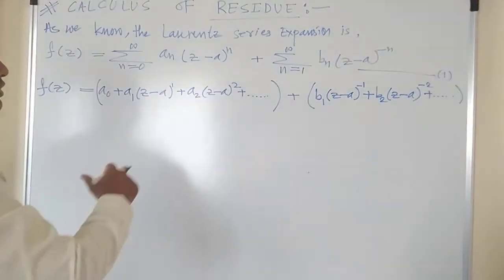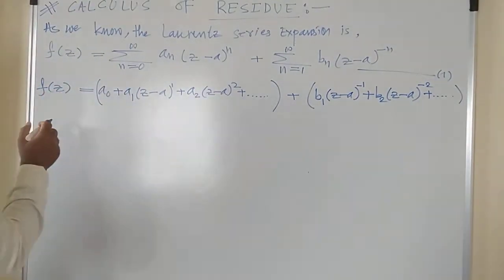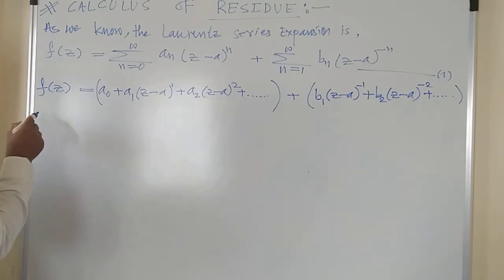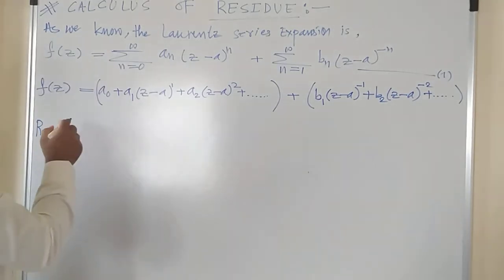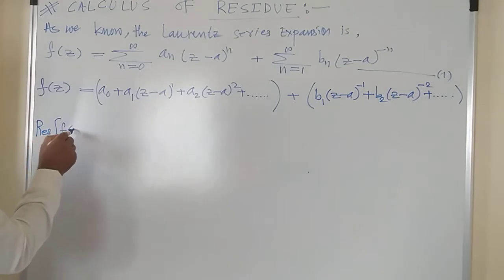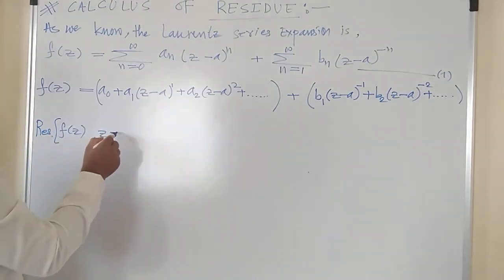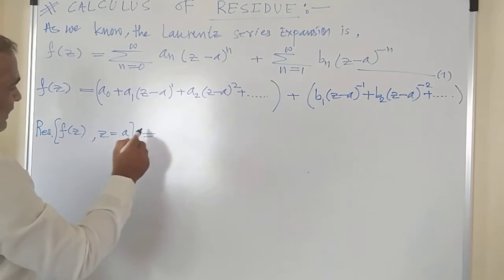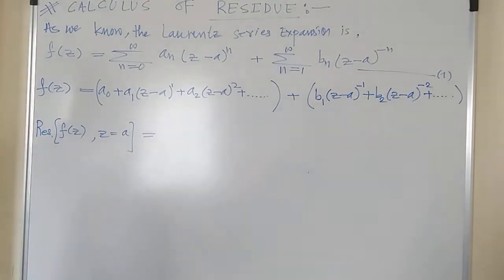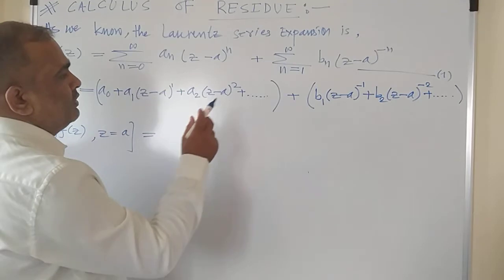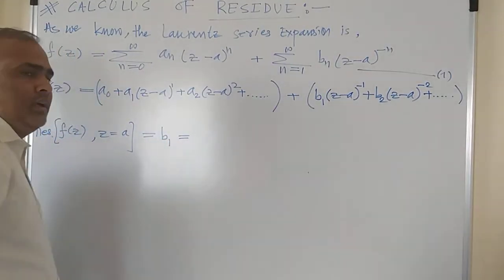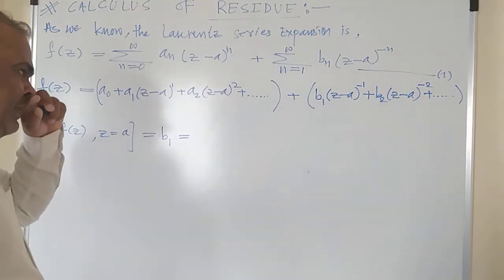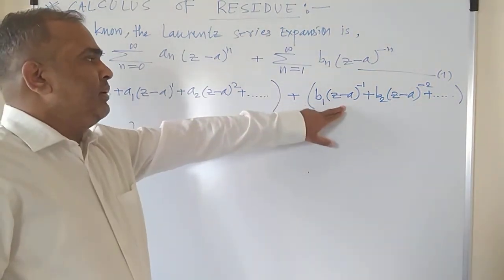So let's go for the first case, residue calculation. I can say the residue of the function, I will use the short form RES, that means residue of the given function f of z at z is equal to a is equal to b1, that means the coefficient of 1 by z in the principal part of the Laurent series.